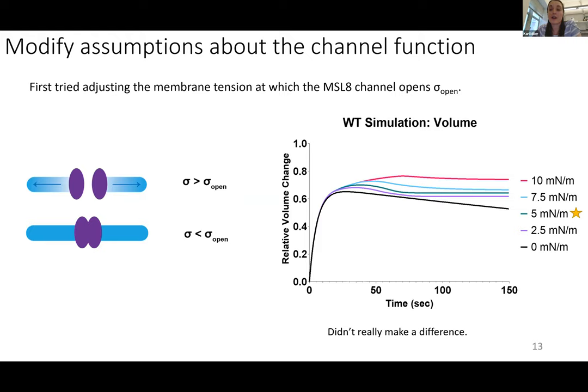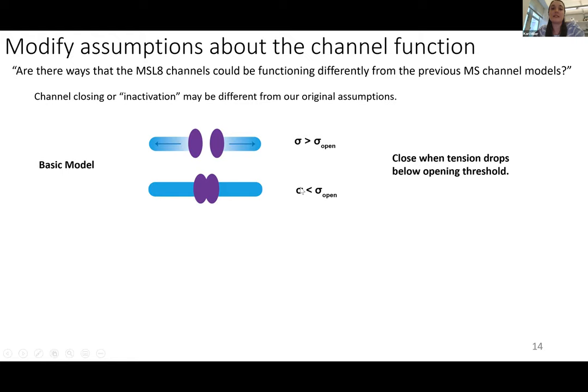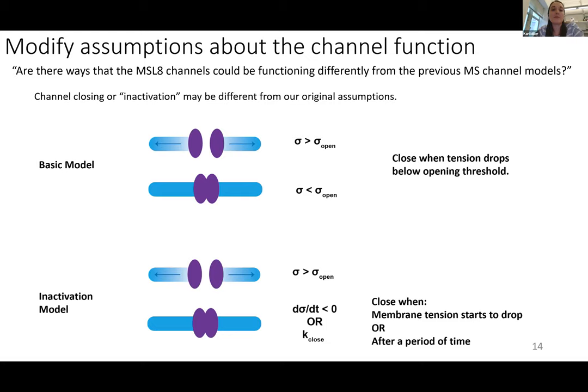And so that made us think that maybe there are ways that the MSL8 channels could be functioning differently than the previous MS channel models. And one thing that's discussed quite a bit among mechanosensitive ion channel literature is this idea of channel closing or inactivation. That's not super straightforward. It can have some intricacies to it. And there might actually be some channel inactivation that's different from our original assumptions. So remember that it closes when the membrane tension drops below the opening threshold. But we had a couple other ideas that maybe it's actually closing due to other things going on. So it could be that it's closing when the membrane tension starts to decrease, so the d sigma over dt becomes less than zero, or possibly after a period of time, so like a K close, a set threshold of time. And then the channel will close despite sustained opening tensions.